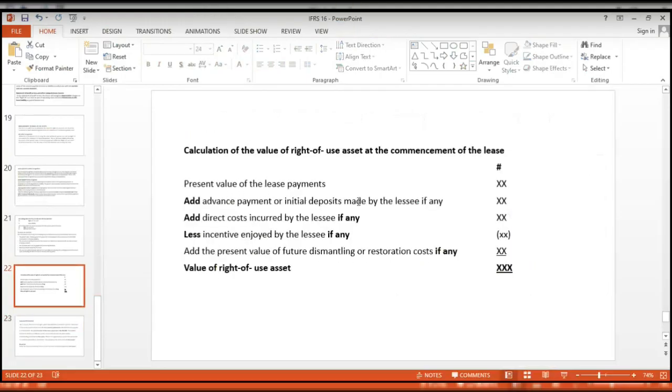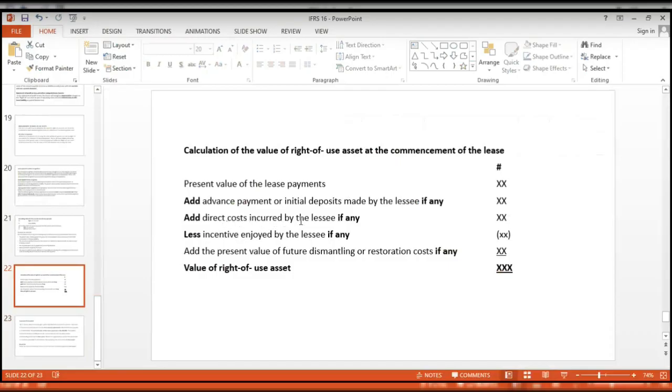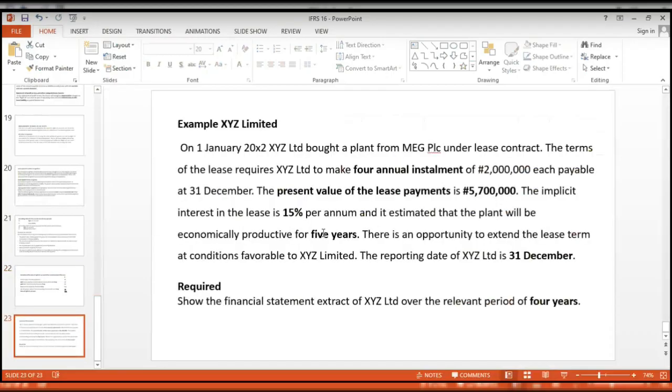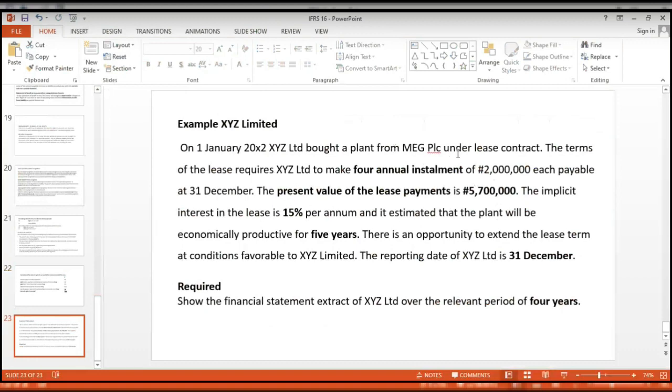Let's go back here. Which other information is there? Advance payment or initial deposit, if any. If you look at the question, you will find that it did not tell us that there is any advance payment. Can you see anything like that here? No. This is the annual installment that you must pay. No advance payment. Now we go back here. Add direct cost incurred by the lessee. In the question, you will not see any information relating to any direct cost incurred by the lessee. We go back. Less incentive enjoyed by the lessee, if any. There is no information relating to the incentive enjoyed by the lessee in this question.